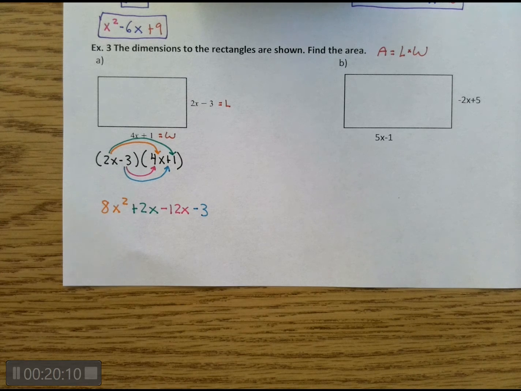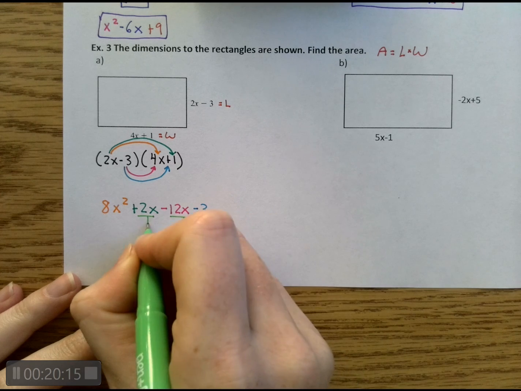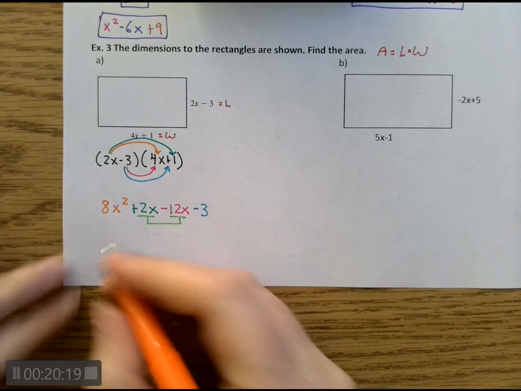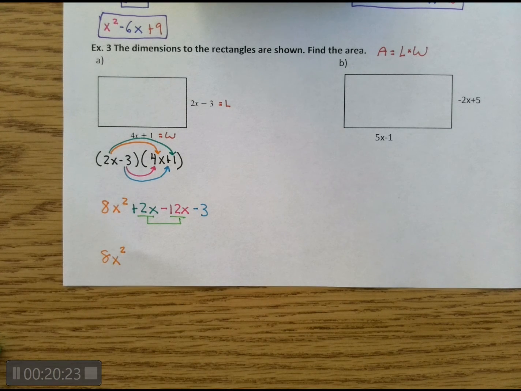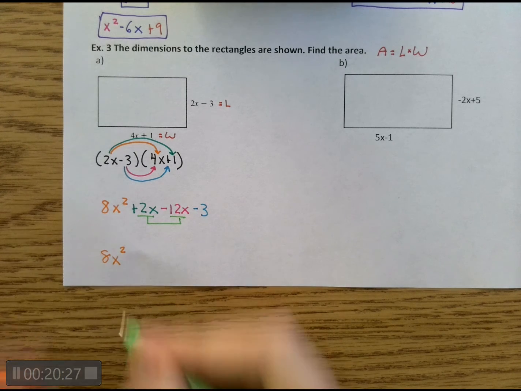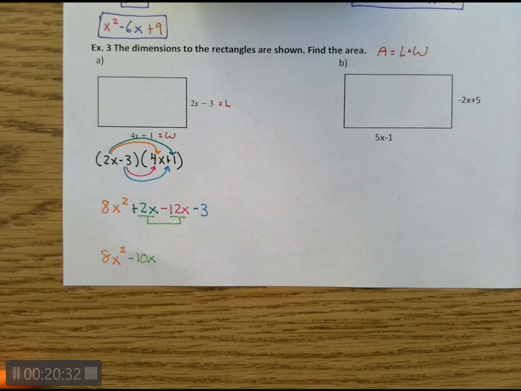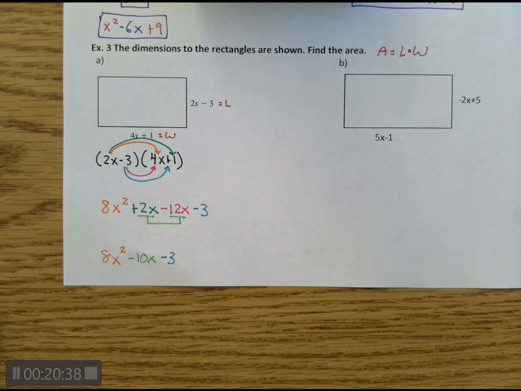Make sure you notice that you do have like terms that you need to combine. So bring down your 8x squared. 2x minus 12x will give you negative 10x. And then bring down your negative 3. And that's your answer.